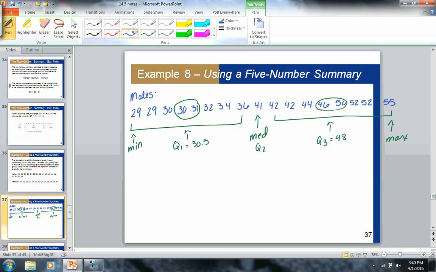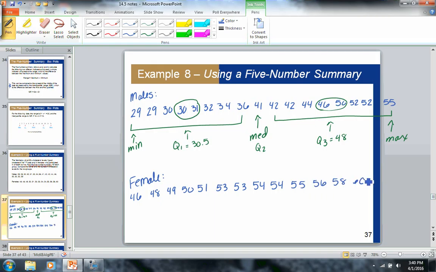Okay, then I have to do that same thing with the female data. So again, when you have big sets, this can be a little time consuming, but it's easy to put numbers in order. And just remember that if you have more than one number, write it more than one time. We want every data point to be accounted for. And we had fewer females in this study. So there we go. There's our list of the females all in order.